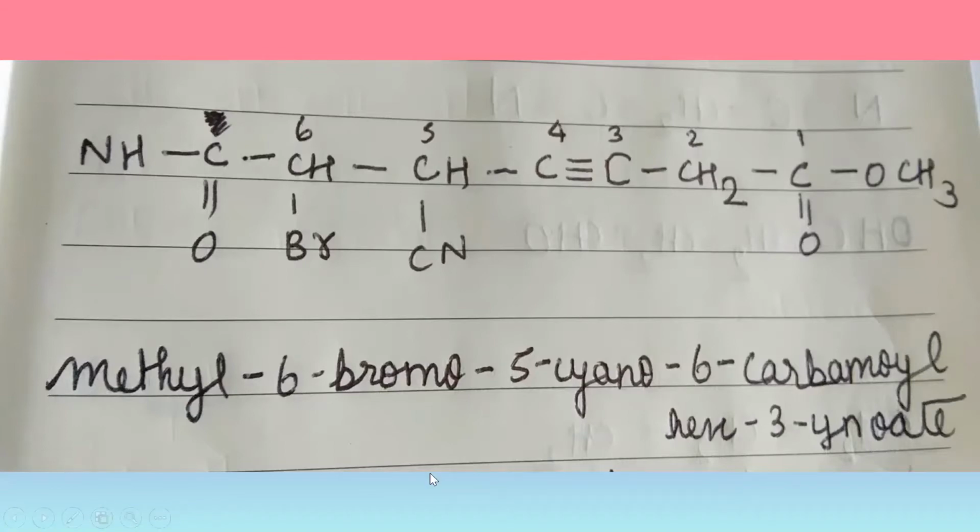Now, 6-bromo, 5-cyano, 6-carbamoyl, and hex is for the 6 carbon atoms present in the parent chain. When the amide is present as a substituent, you don't consider it in the main parent chain. You just leave that entire amide group to be called a carbamoyl group, and so the number of carbons in the main parent chain is 6. The root word is hex, and there is a triple bond on the third carbon, so it's hex-3-yne. Yne is for the triple bond present here. So the final name of this compound is methyl 6-bromo-5-cyano-6-carbamoyl hex-3-ynoate.